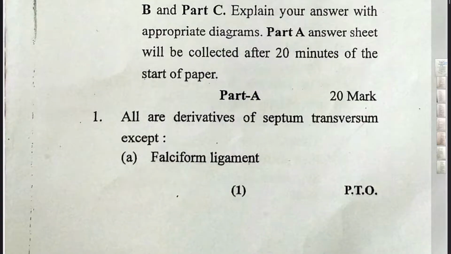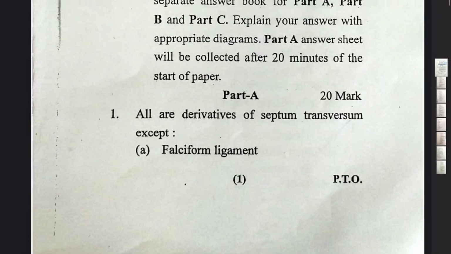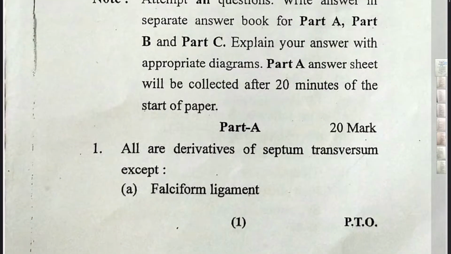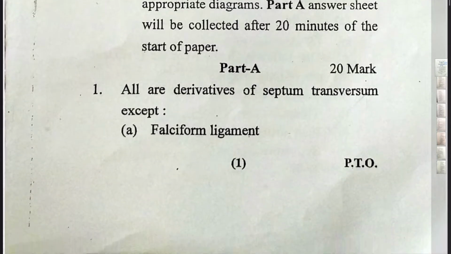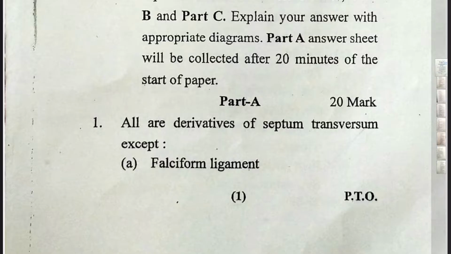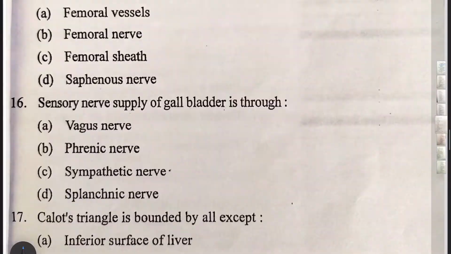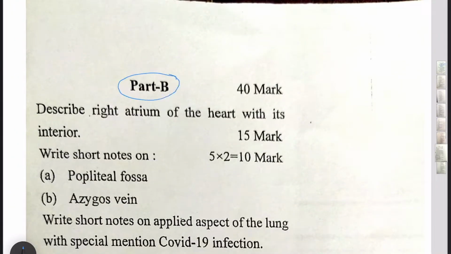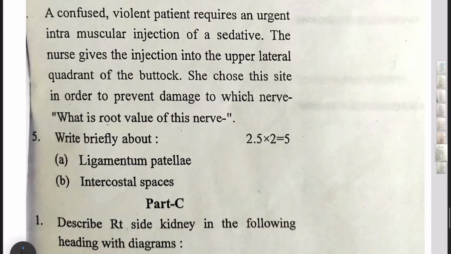So I'll just give you a short preview. This you are seeing is the question paper. It had like 3 parts. Part A is of 20 marks, that includes 20 MCQs, 1 mark each. Then there was this part B, which was of 40 marks, which was of subjective type.